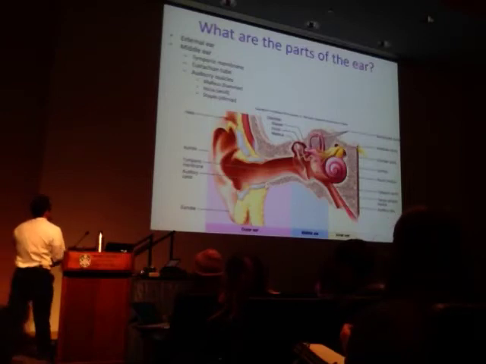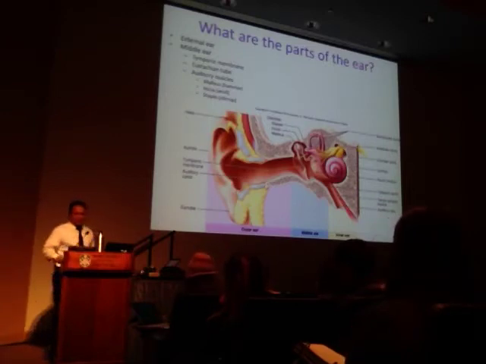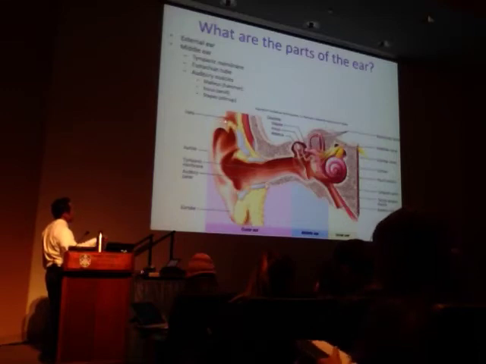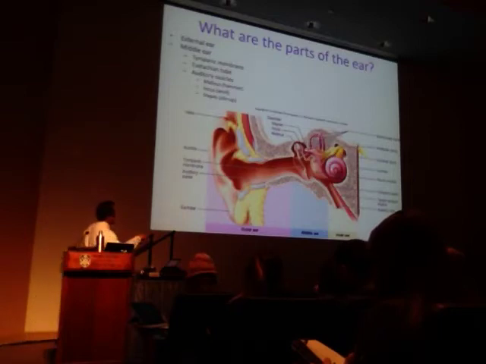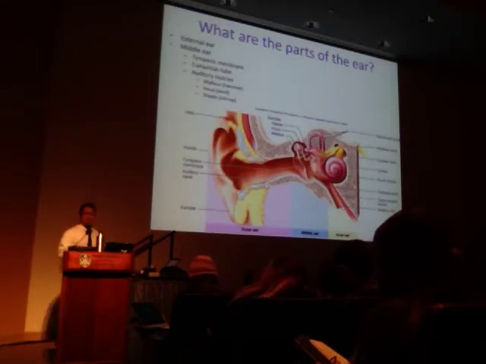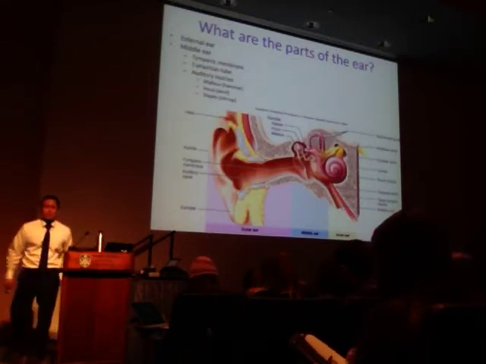Okay, so if we look at the parts of the ear, and we look at the external or outer ear, we see structures like this auricle. This is the funnel for capturing sound. The earlobe itself. We have the canal, the auditory canal. And the border of the outer ear and the middle ear is the eardrum, otherwise known as the tympanic membrane.